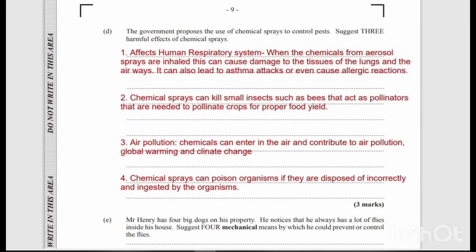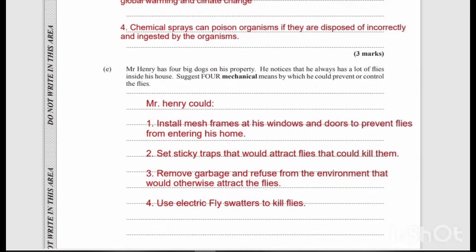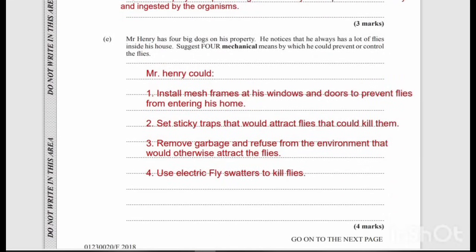All right, the next part of our question says Mr. Henry has 4 big dogs on his property. He notices that he always has a lot of flies inside his house. Suggest 4 mechanical means by which he could prevent or control the flies. Now, mechanical, guys, when you hear that term, you're talking about physical means. So nothing chemical, no substances being used, things that you can actually physically do that would prevent or control something.